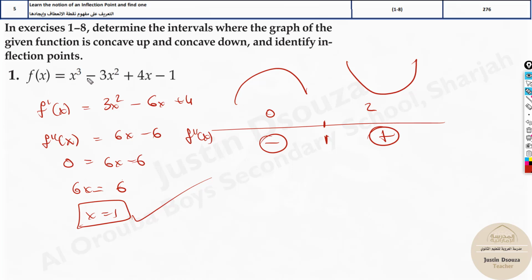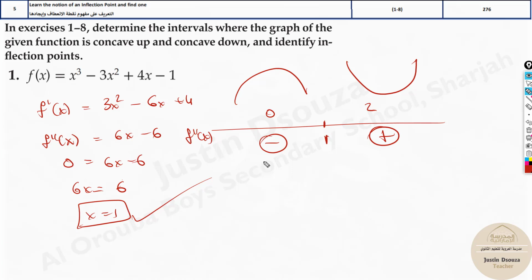Please remember, if you just get one inflection point, or if the equation is a simple one like x cube, when we double derive it, we'll just get a linear term. So it's very, very simple. But let's look into a complicated problem. That's the answer here. I'll just write it out properly.